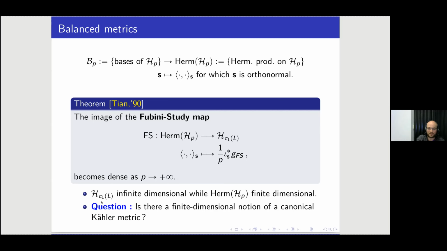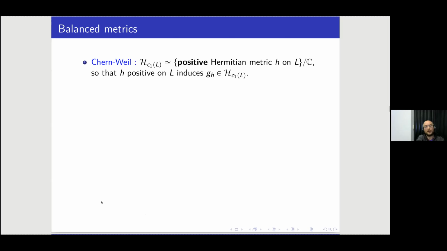And to describe this finite dimensional notion, we need a bit more tools. So recall, Chern-Weil theory tells you that the space of Kähler metrics in a given class of the line bundle are actually isomorphic to positive Hermitian matrix H on L up to multiplication by a constant. So it should be C star here. Well, it depends how you look at it.